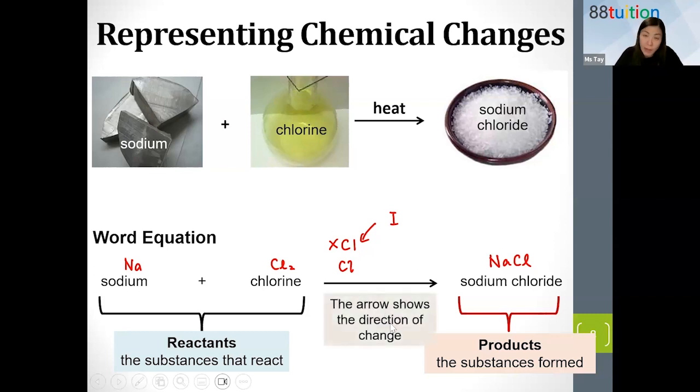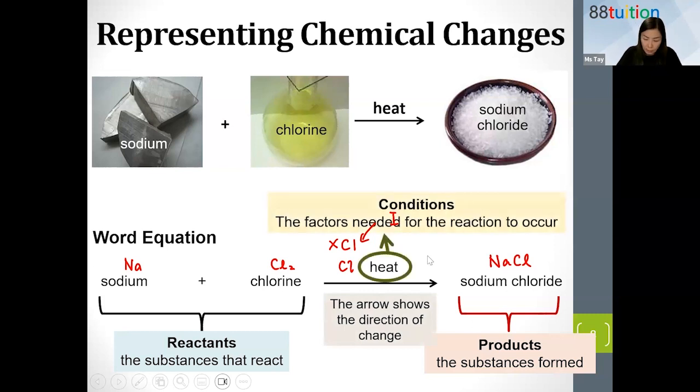The arrow shows the direction of change, so it's a before reaction and after reaction. Now there are some conditions required over here. I'm going to erase this one, not necessary. The factor needed for the reaction to occur: there must be heat. If there is no heat, the reaction will not take place. So this is actually a heat-dependent kind of reaction. It depends on the availability or presence of heat.